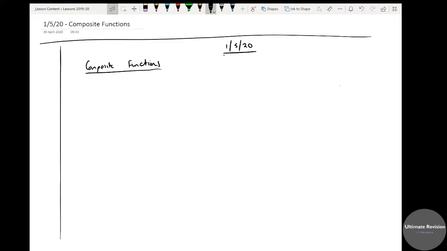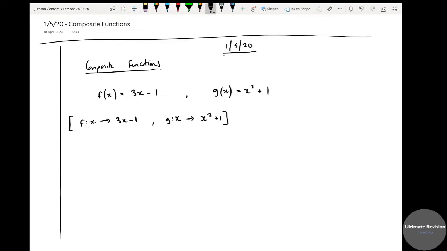Right, okay, now I'm going to go straight in and give you two different functions. So let's say f of x is equal to 3x minus 1, and g of x is equal to x squared plus 1. Okay, two different functions there. Remember, this could have been written as f colon x arrow 3x minus 1. That means exactly the same thing. g colon x arrow x squared plus 1. Okay, that's the way we're going to write it.